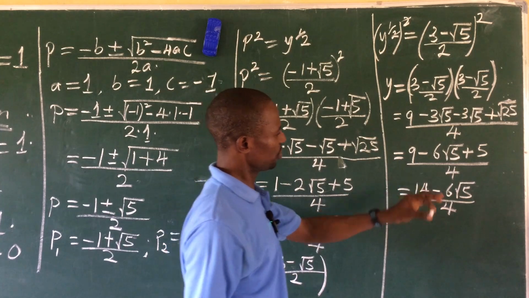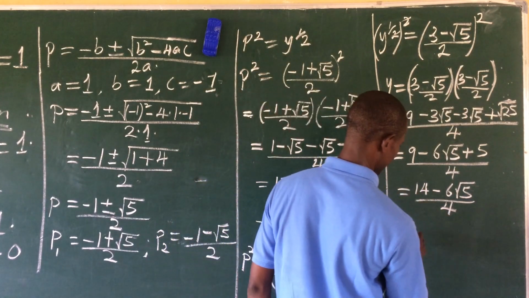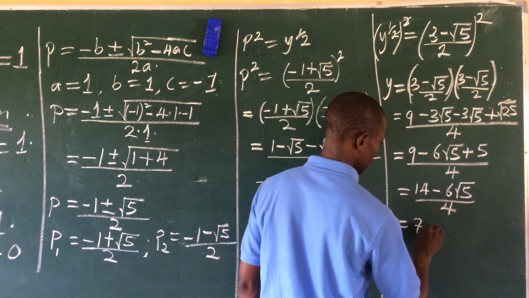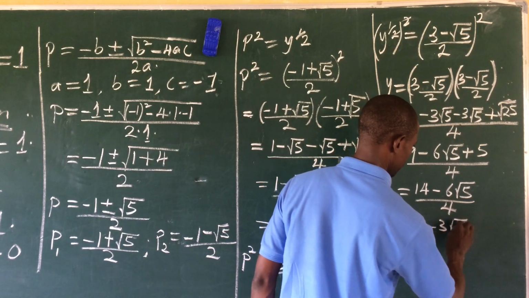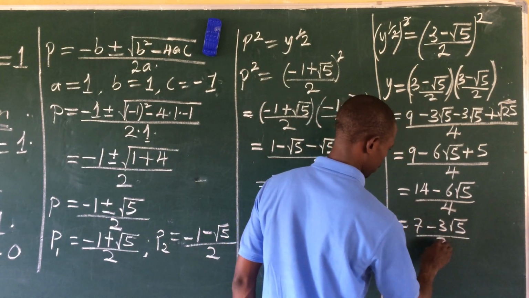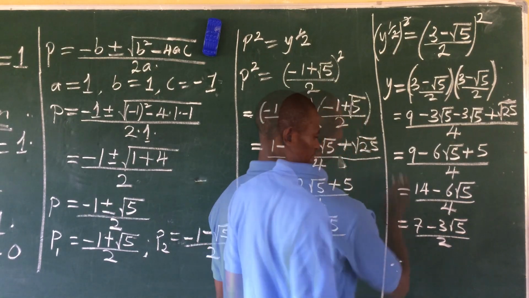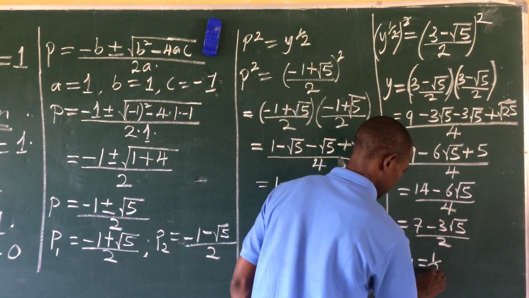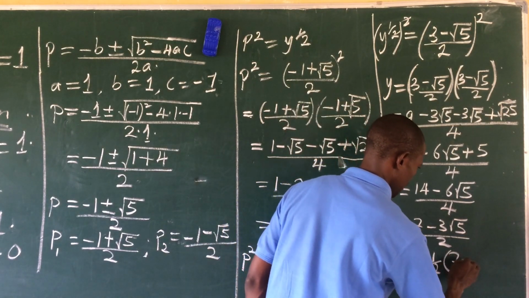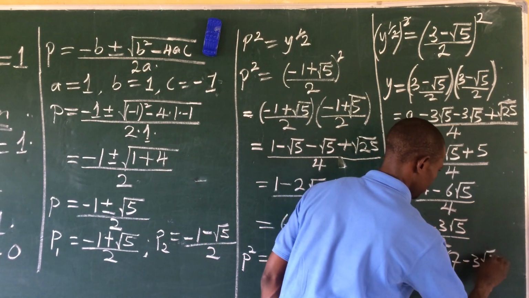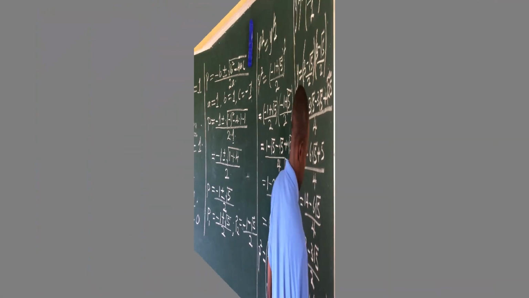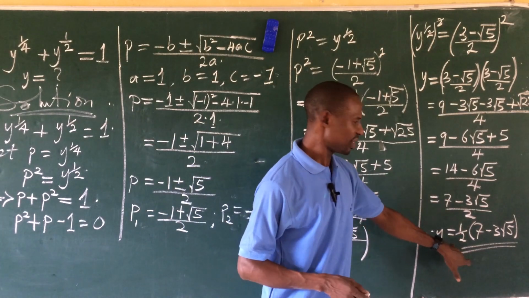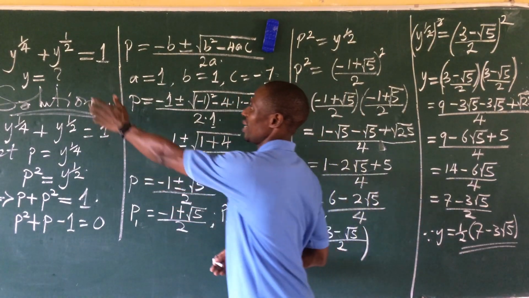What is common here? 2 can go into everything. So if we factor out 2 again, we are now left with (7 - 3√5) all over 2. Therefore, our y is equal to 1 over 2 times (7 - 3√5). Got it. All right, so this marks the end of this Math Olympiad challenge. This is the only root that will satisfy our initial equation.